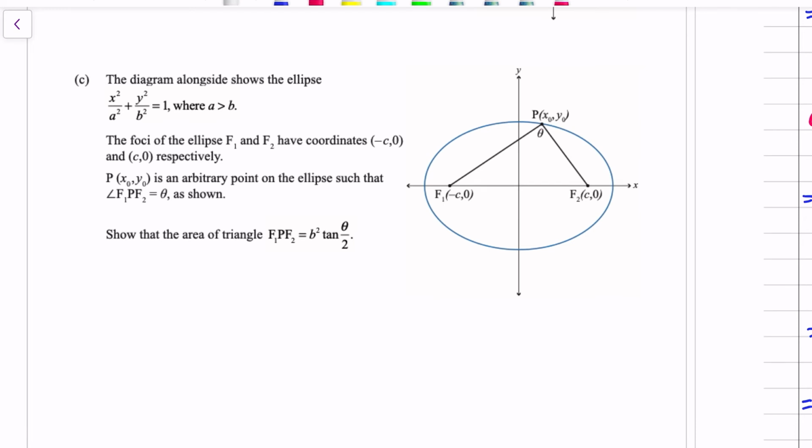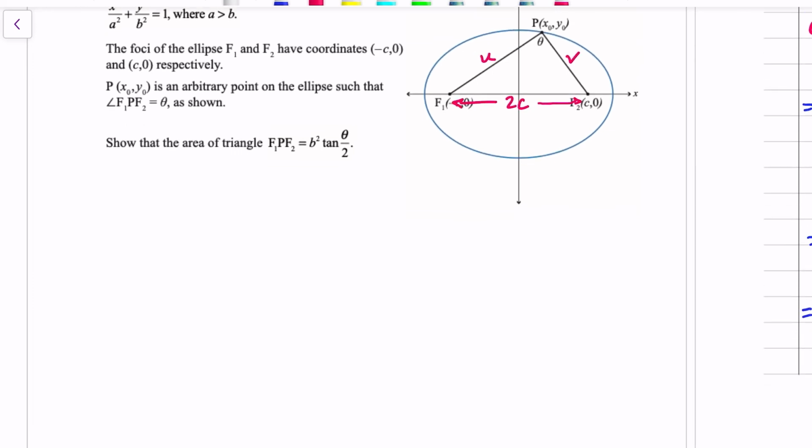I'm going to call this length here u and this length v, and I'm going to use the cosine rule, because I know that this length here is 2c, and I can connect all the sides and the angles together by using the cosine rule. So I've got 2c all squared equals u squared plus v squared minus 2uv cos theta.